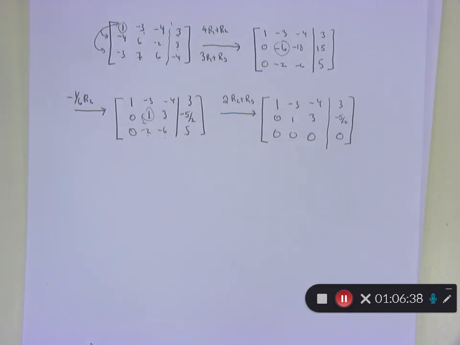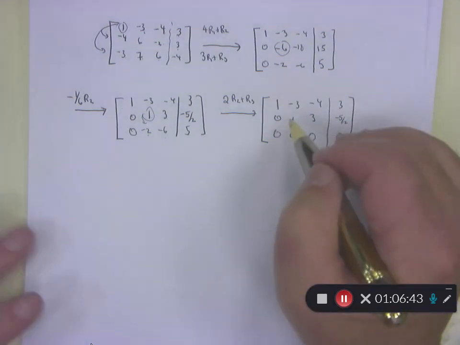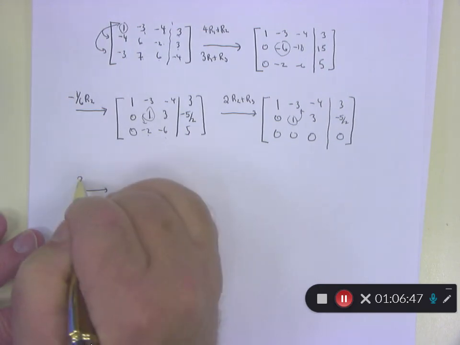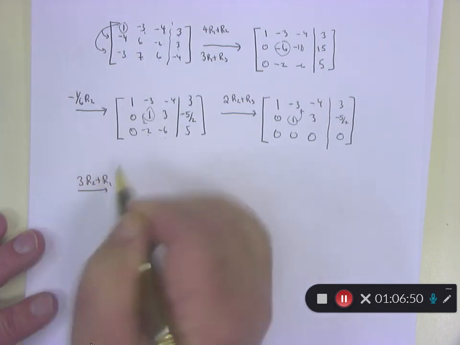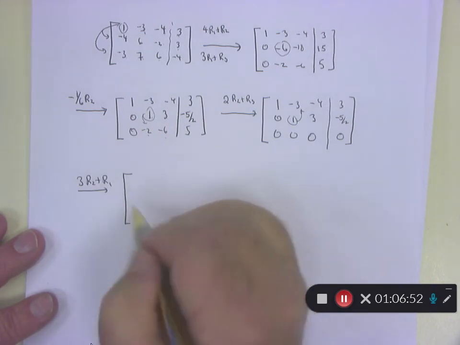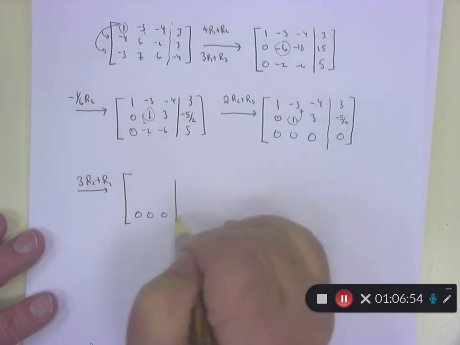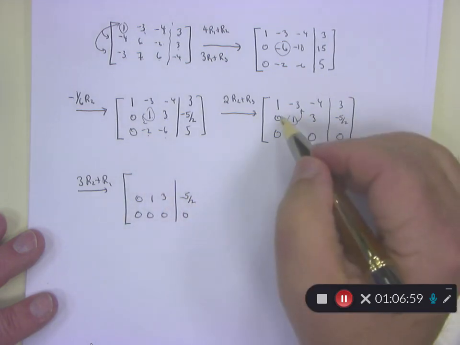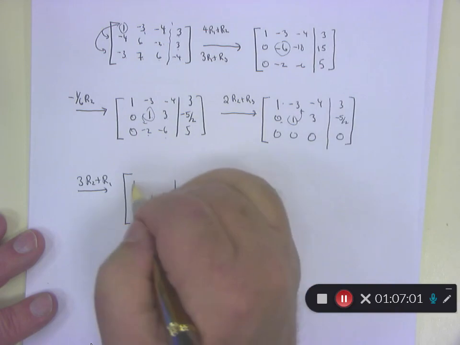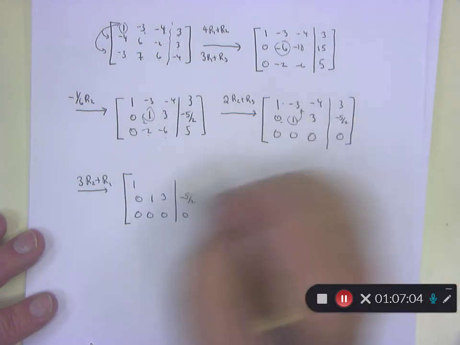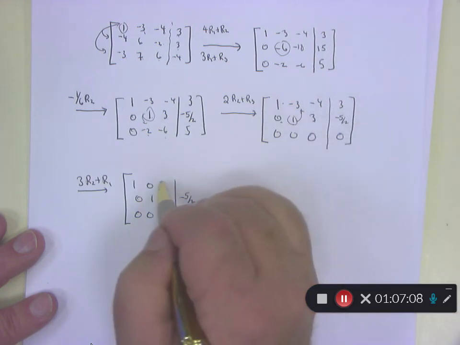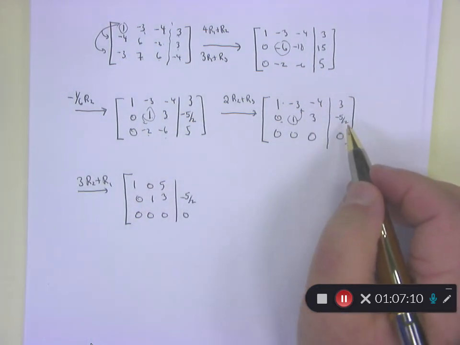Well, let's go for that RREF. So I got one more move to make. What's my last move? Take that pivot now and sweep up. So to sweep up, I'm going to do 3 times row 2, add it to row 1, and replace row 1 with that. So 0, 0, 0, augment 0. 0, 1, 3, -5 halves. Here we go. 0 times 3 is 0 plus 1 is still 1. 3 times 1 is 3 plus -3 is 0. 3 times 3 is 9 plus -4 is what? 5.